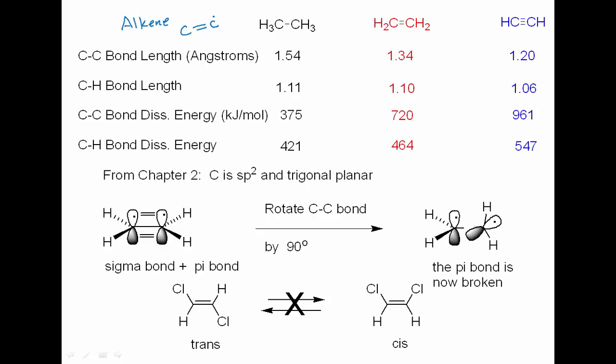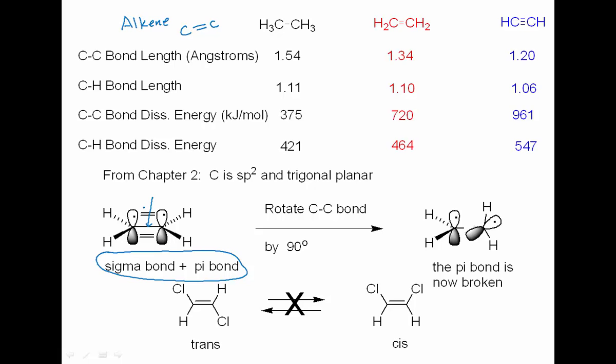Okay, I want to just review here some basic structural things that we've already covered in chapter 2, but let's just review them anyway. So a carbon-carbon double bond, remember, consists of a sigma bond and a pi bond. Here's the sigma bond right here, and the pi bond is formed by overlapping these two p orbitals, which have to be parallel to each other to form the pi bond.